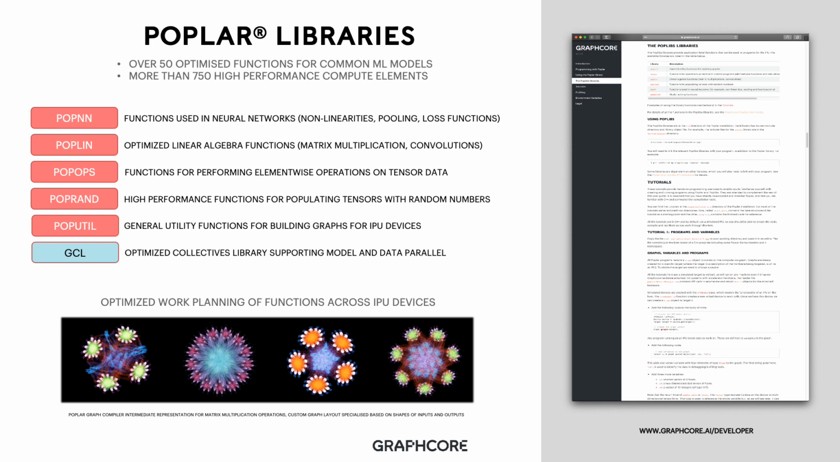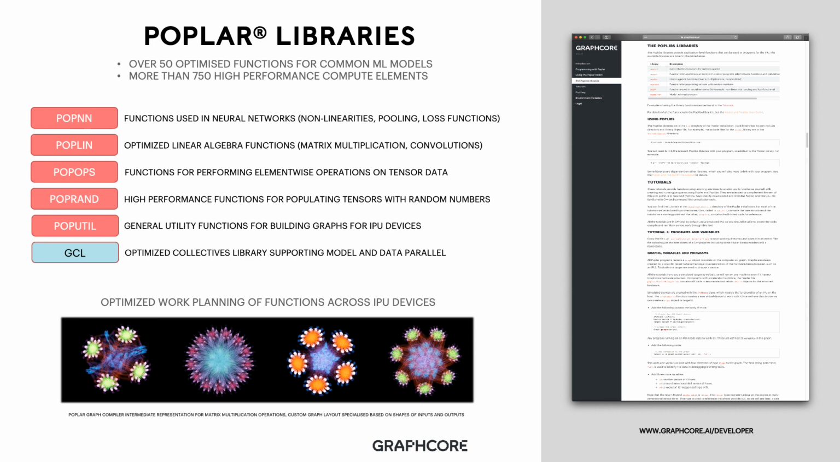POPNN for functions used in neural networks such as pooling and loss functions, POPLIN for linear algebra such as matrix multiplication and convolutions, POPOPS for performing element-wise operations on tensor data, POPRAND for populating tensors with random numbers, POPUTIL for utility functions for building graphs on IPU, and GCL, our optimized collectives library supporting model and data parallel. These 6 libraries integrate with POPLAR to provide a full platform for programming IPU.